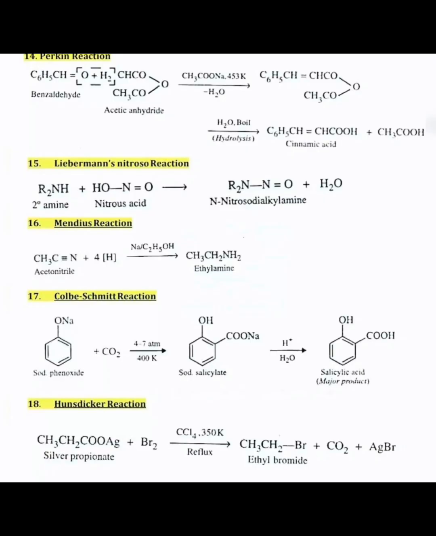Next reaction is Kolbe-Schmitt reaction. When sodium phenoxide reacts with carbon dioxide at lower pressure, that is 4 to 7 atmospheric pressure, at higher temperature, 400 Kelvin, it gives salicylic acid as a major product.